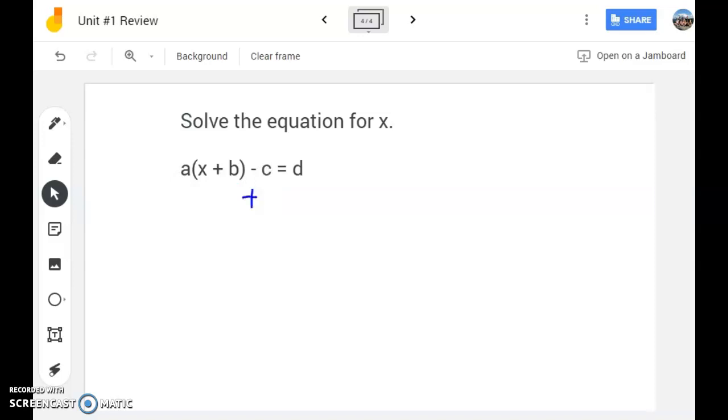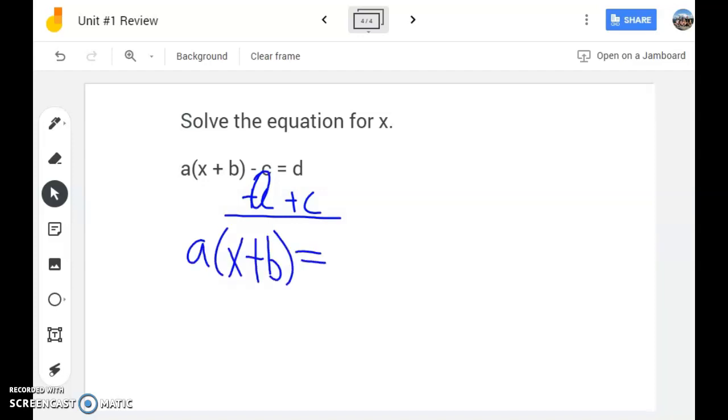So the third thing was subtracting c. So the first thing I do is add c. Makes a zero pair, so it's gone. A, x plus b equaling dogs plus cats. Right? You can't add dogs and cats. That doesn't make any sense. So you just write dogs plus cats.